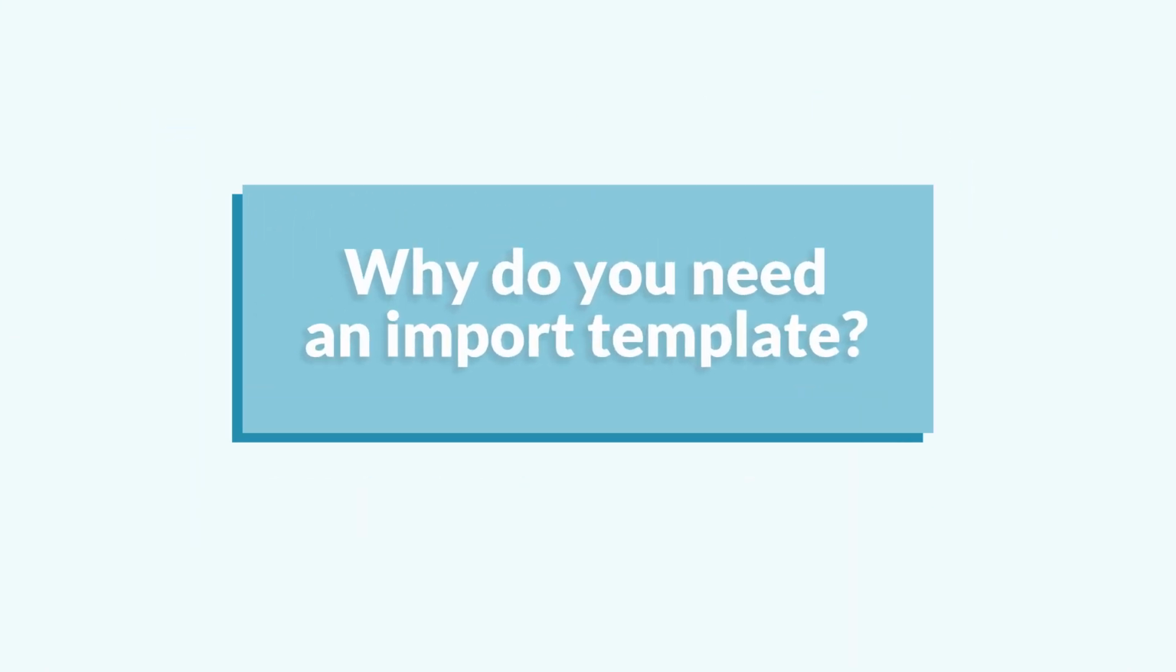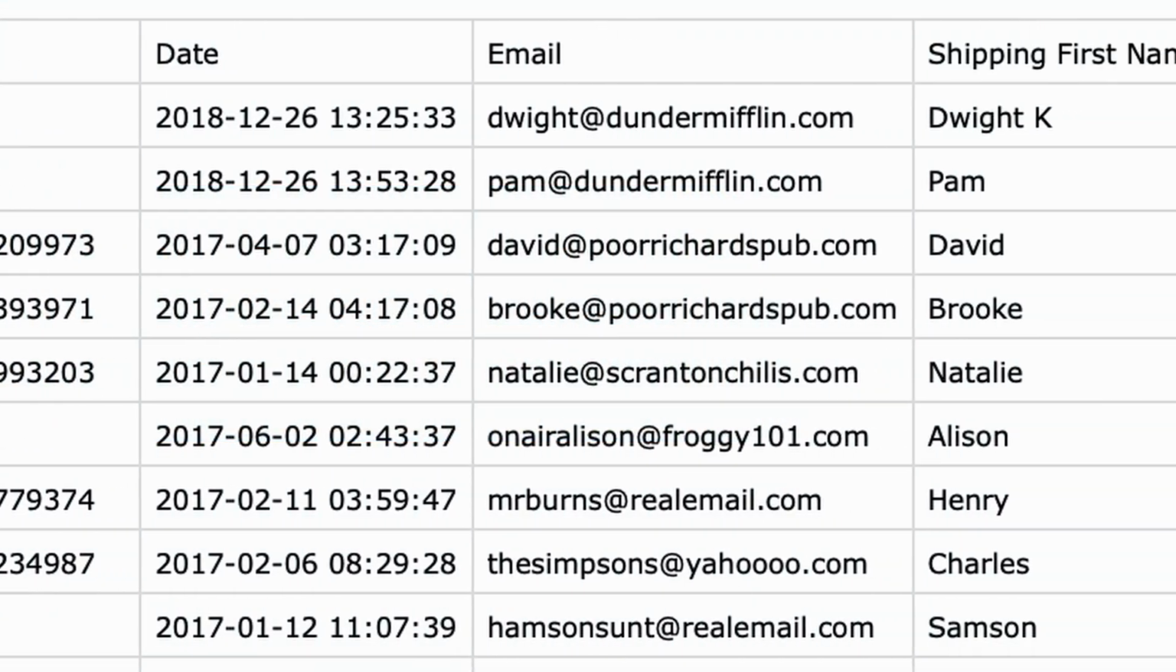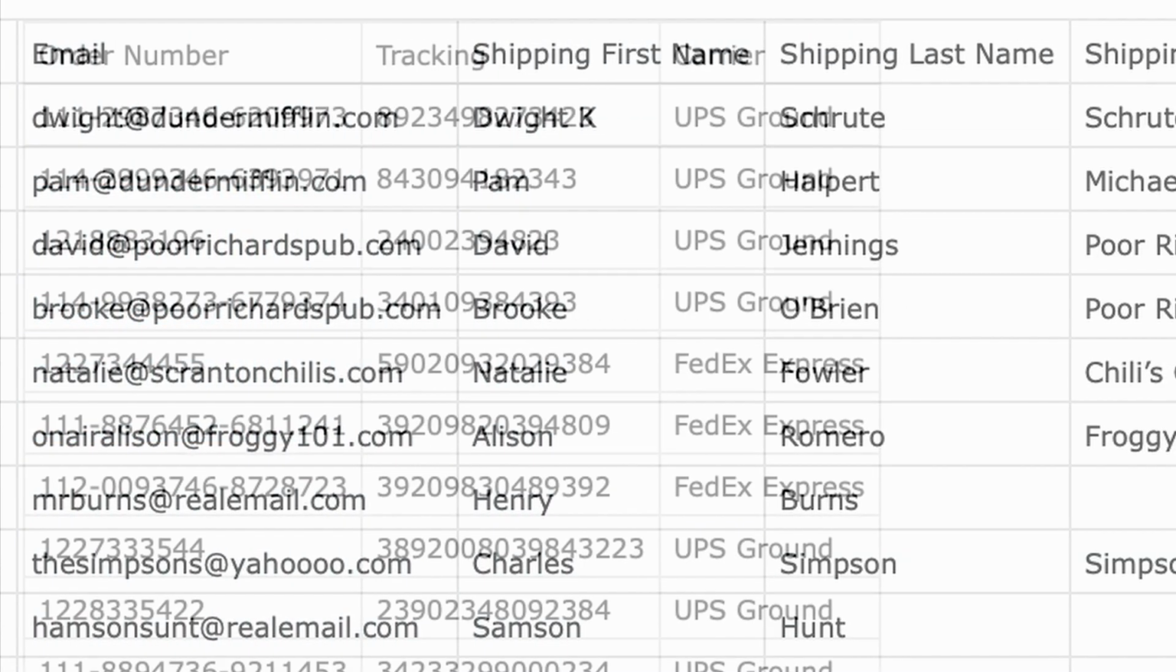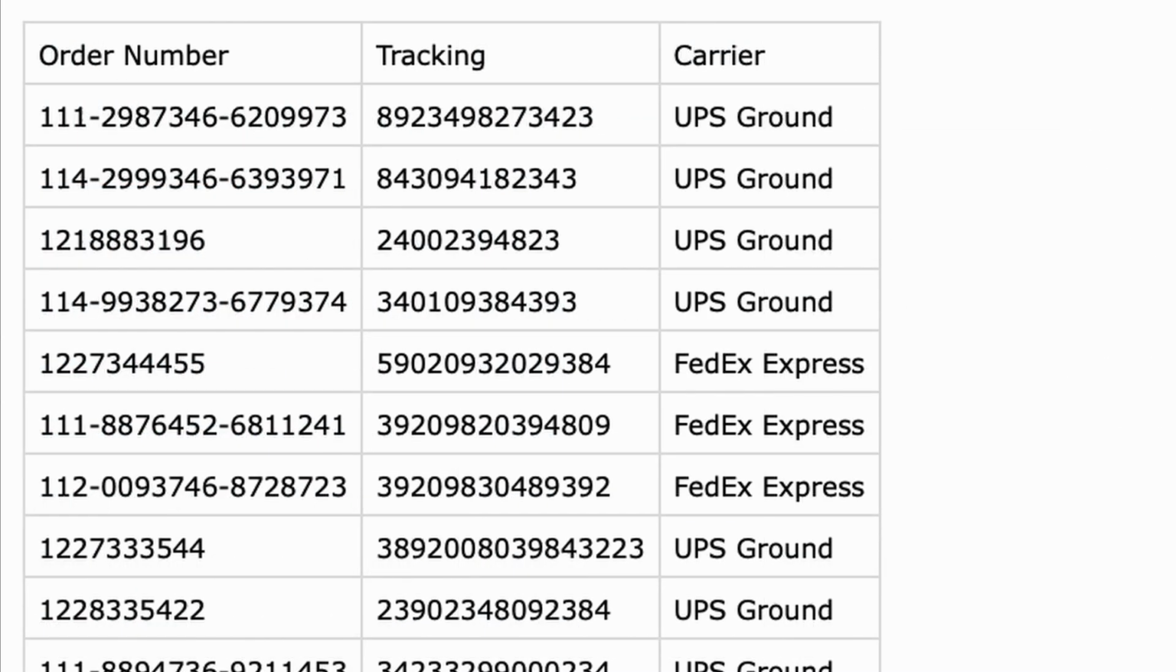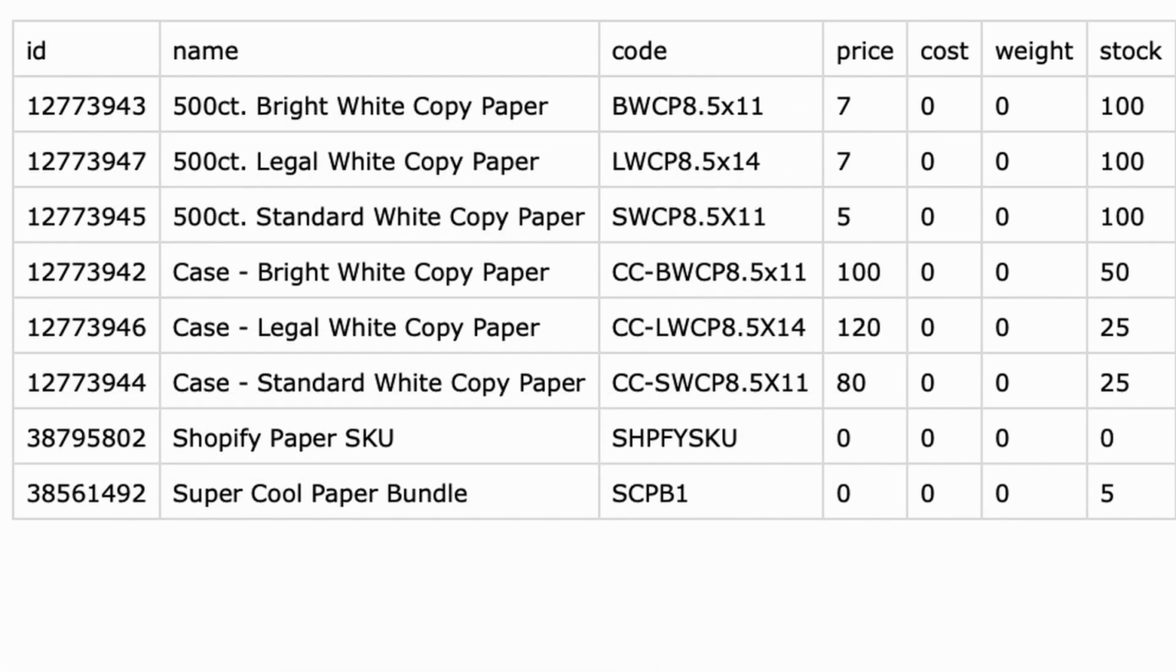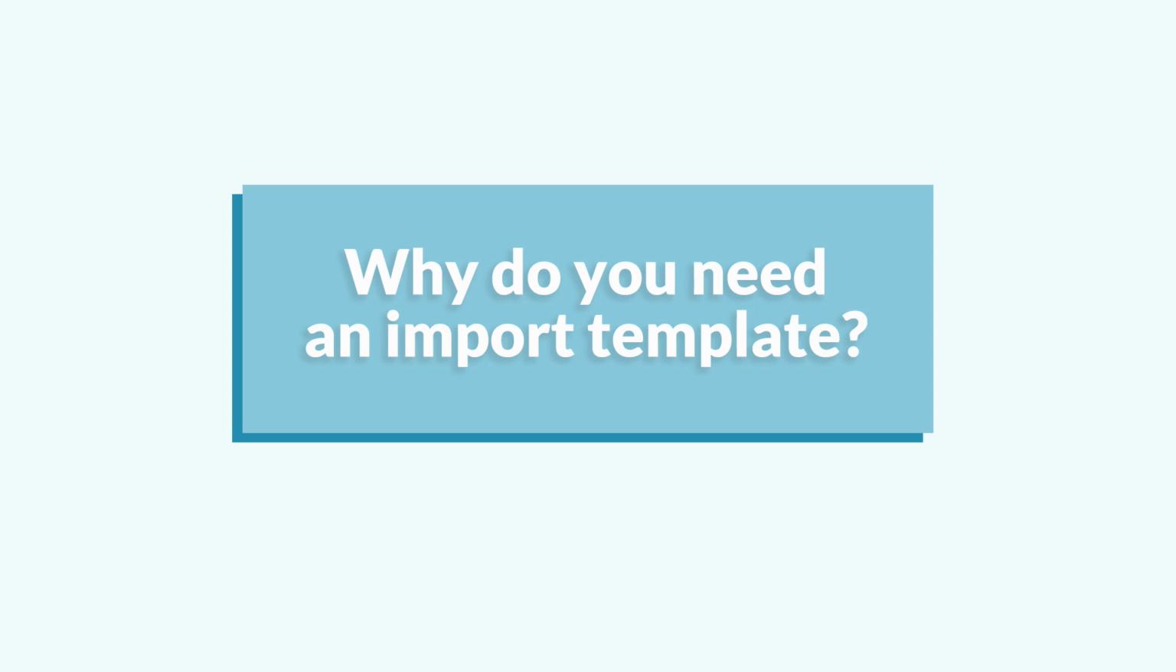An import template is necessary because you can't import a file into Autodesk without first telling Autodesk what kind of information it contains. Is it a file containing your orders? Is it a file with shipment and tracking details in it? Or is it a file that lists all of your products? Autodesk needs to know exactly what it is you're trying to import. The app is pretty smart, but it can't read your file until you tell it how. This leads us to the next question.